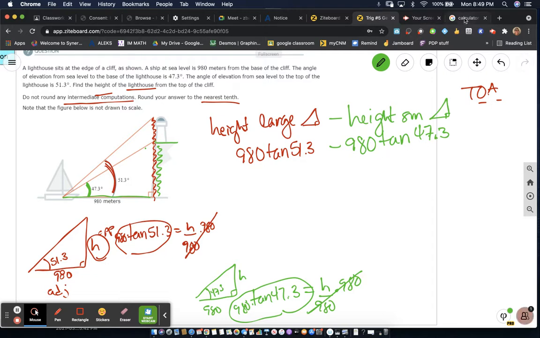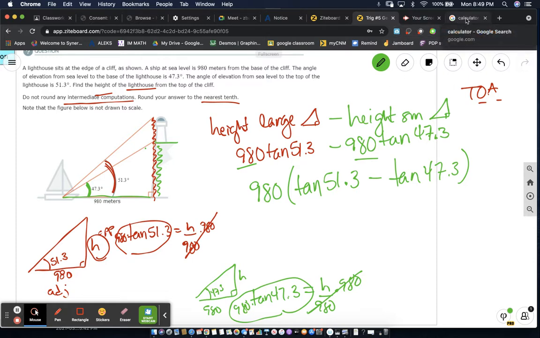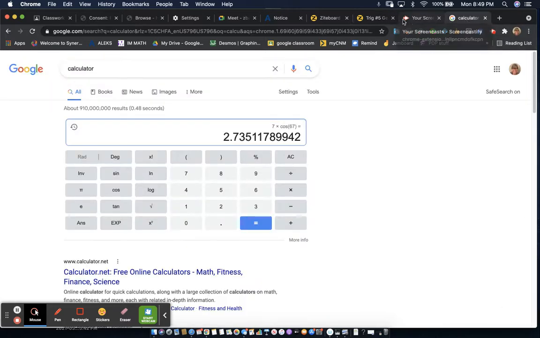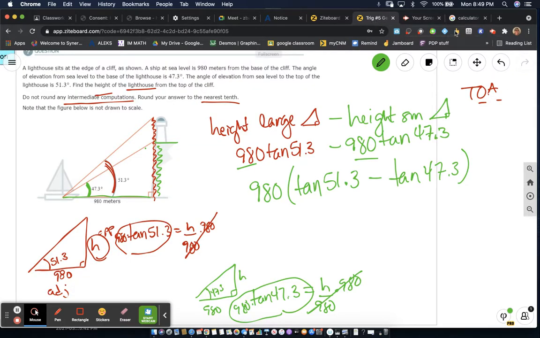Okay, I'm going to go ahead and do this one. I feel like I want to factor out the common factor. Like I could do it like this: 980 times tan 51.3 minus tangent of 47.3. I'm not going to factor out the tan because the word tan is attached to these numbers. Do you see how both of them are being multiplied by 980? So I just factored it out. Is that right? 51.3, 47.3, yeah.